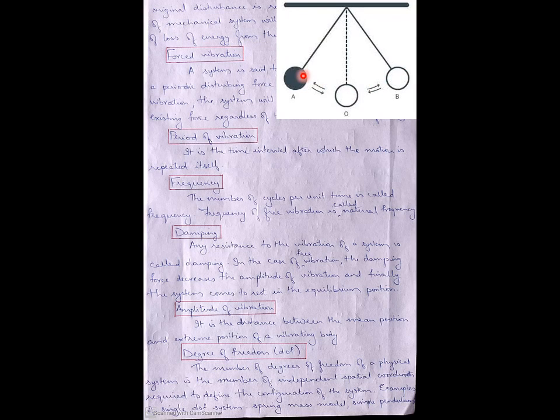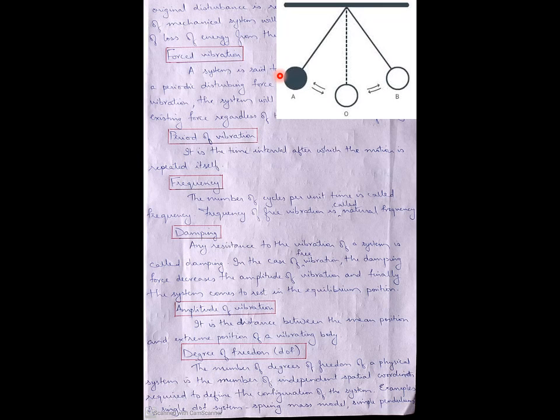So the time required for this complete oscillation, from A to B and from B to A, is when it completes an oscillation. The time required for this complete oscillation is called the period of vibration, or in other words, the time interval after which the motion repeats itself. That is, from A to B it goes, and from B to A it comes, and after that it repeats. So both definitions are okay.